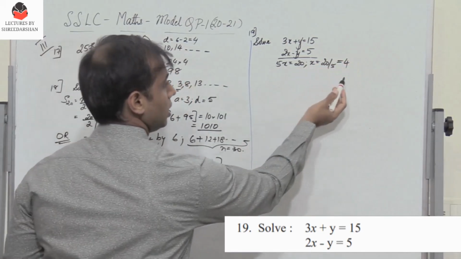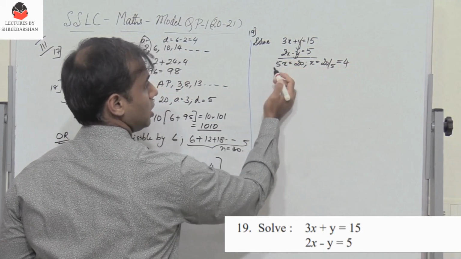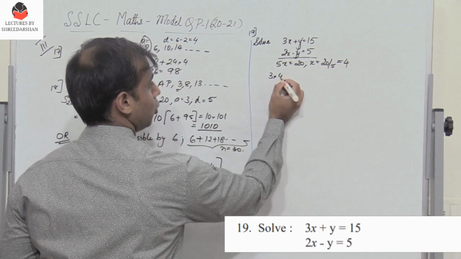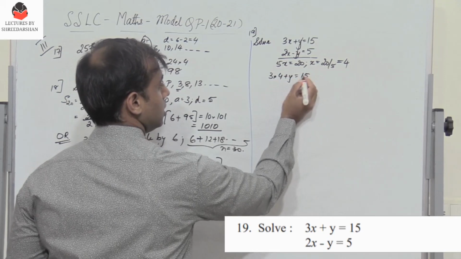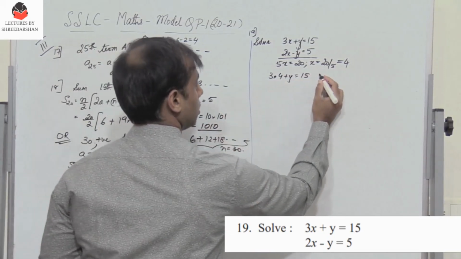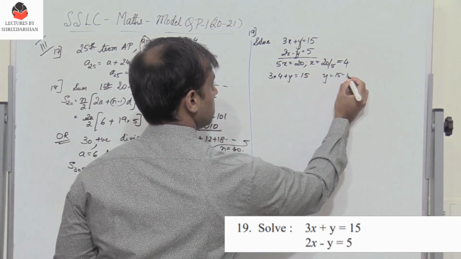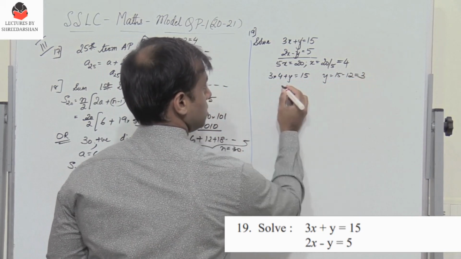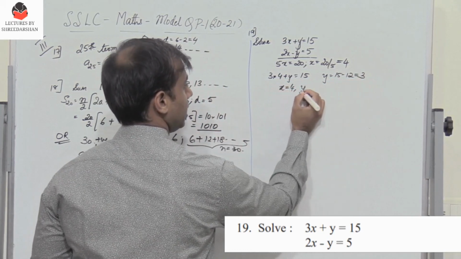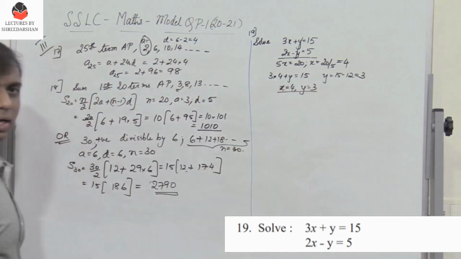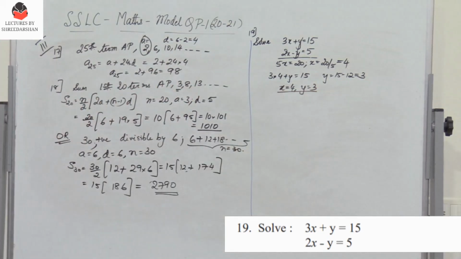So substituting the value of 4 in one of the equations, you get 3 into 4 plus y equals 15. 3 into 4 is 12. So I get y equals 15 minus 12, which is equal to 3. So x is 4 and y is 3. This is the answer I get. You can do it in any method.